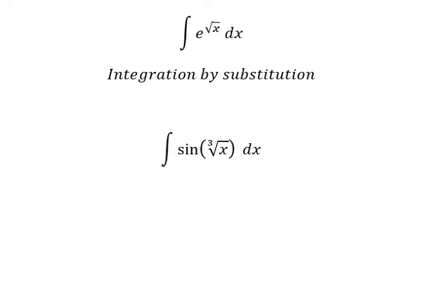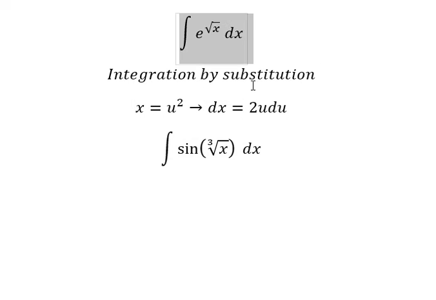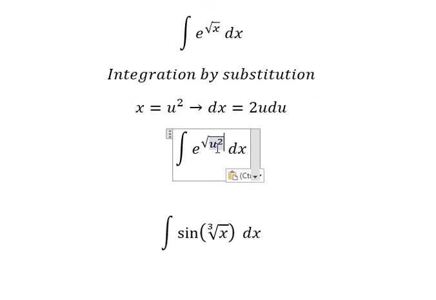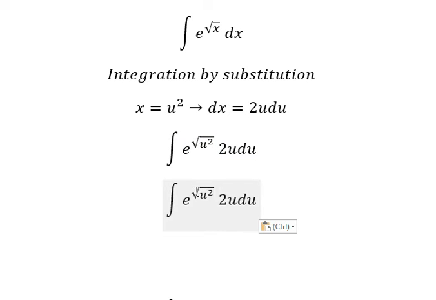So I will put x equal to u square. Later we need to do first the derivative for both sides, and we have 2u du. Because I want to cancel the square root, that's why I select this one. So this one you got u.